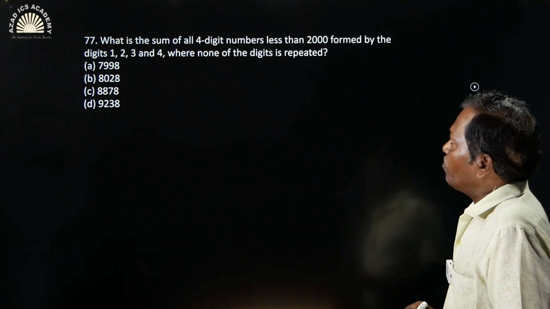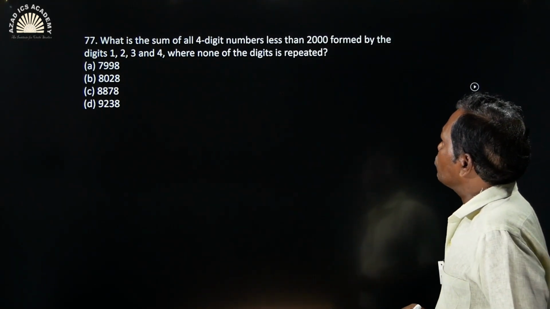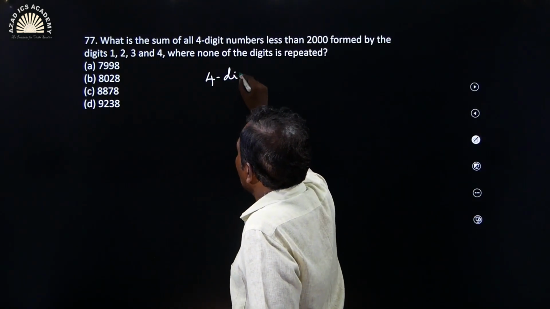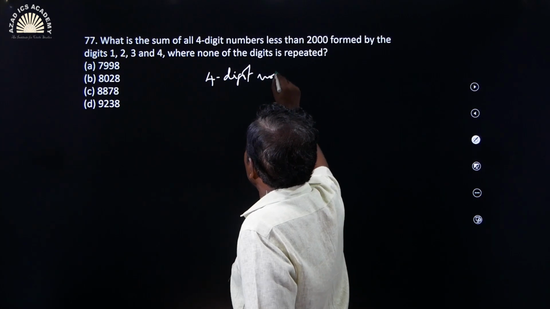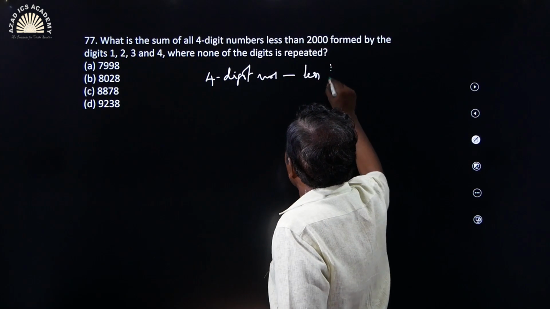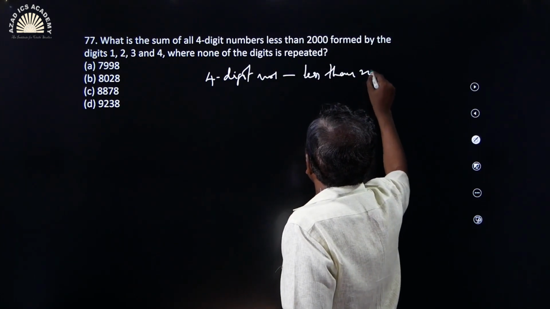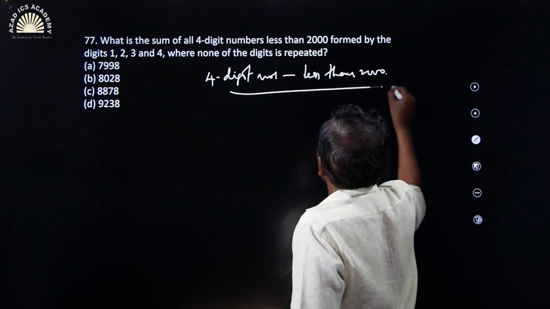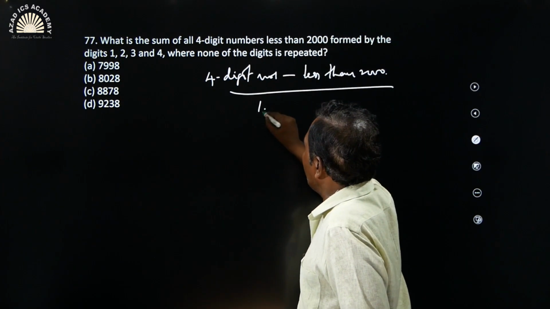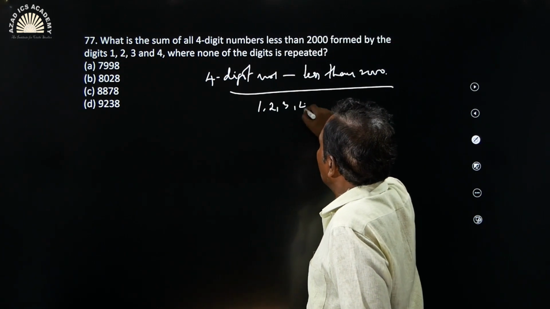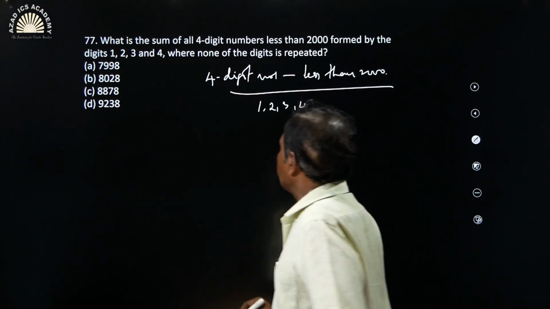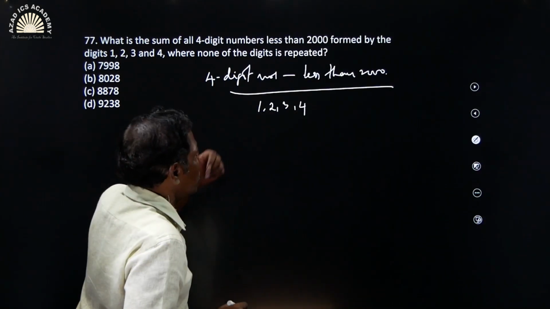What is the sum of all 4-digit numbers less than 2000? 4-digit numbers less than 2000. This is formed by digits 1, 2, 3 and 4. Digits are 1, 2, 3, 4. And none of the digits is repeated. Fine. We are supposed to write only one time. 4-digit number less than 2000.